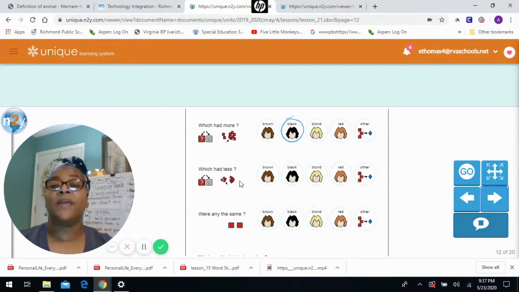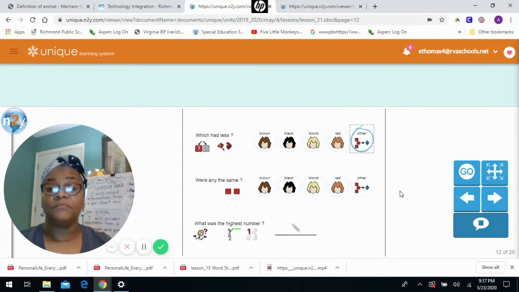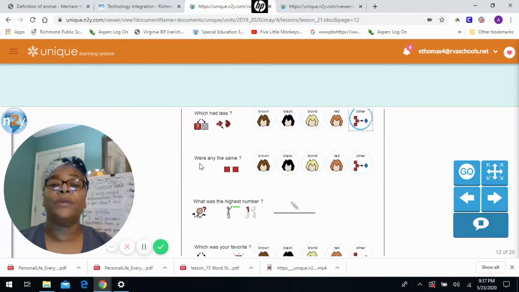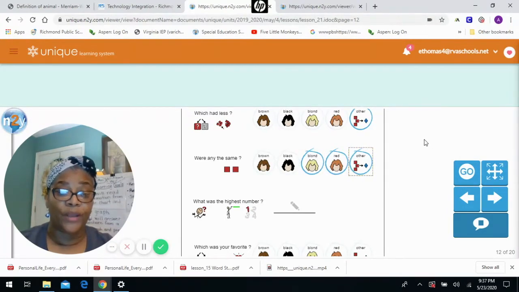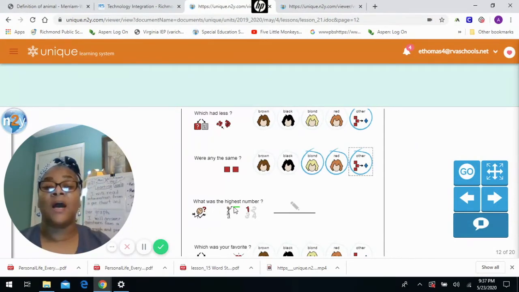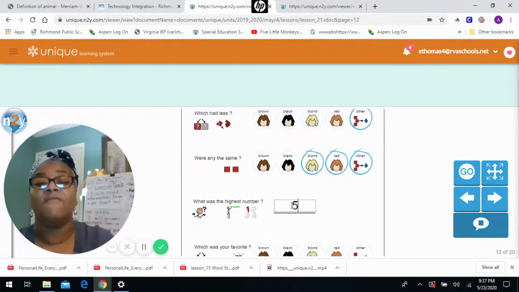All right, so which one has less? Now we had 3 people that had less, so we could just select one. Let's just say other. Were any the same? Yes, we did have some the same. It was blonde, red, and other had the same because they all only had what? One. And what was the highest number? What did we say it was? We said it was 5.